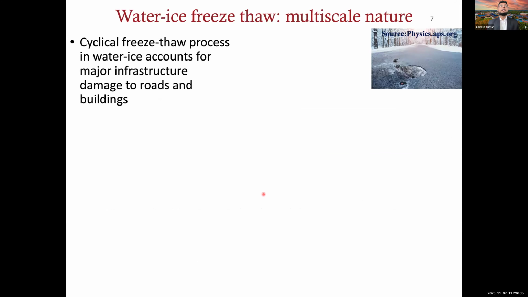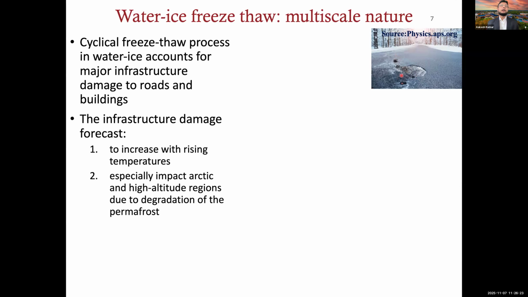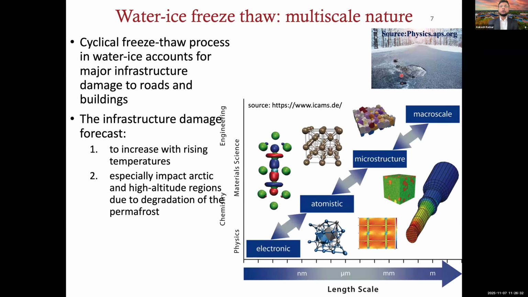And so, as we already know, these cyclical freeze-thaw processes in water and ice account for major infrastructure damage, right? We are very familiar with these kinds of sights around us in the extreme winter. And this will only increase because of the rising temperatures. We have global warming, and it's especially going to impact these Arctic regions, like the image I showed of Alaska, because they have something called permafrost that is basically degrading, which leads to this infrastructure damage, right?